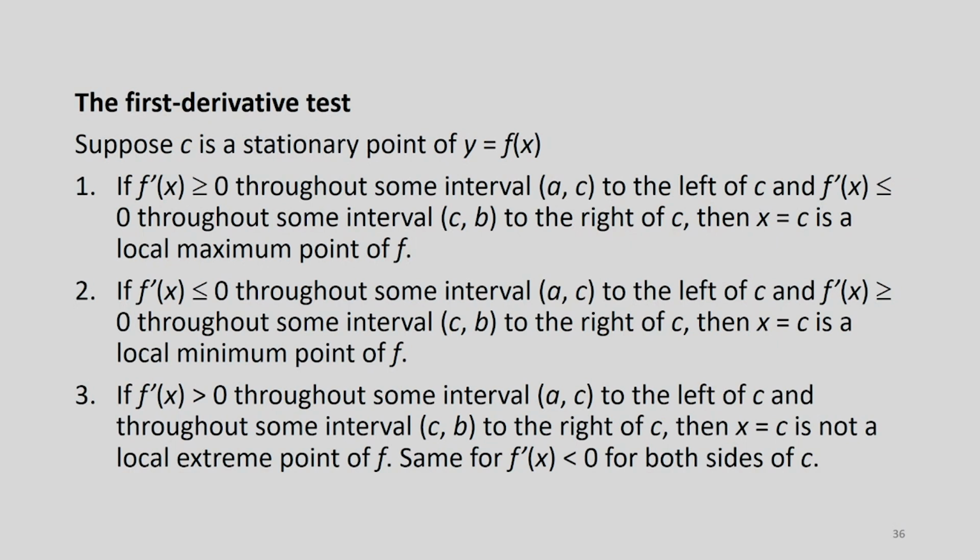And the third condition tells us that if f dash of x is greater than 0 to the left and to the right of c, or f dash of x is less than 0 to the left and right of c, then there is no change of sign of the first derivative, and in that case we cannot say that x is equal to c is a maximum or minimum point.